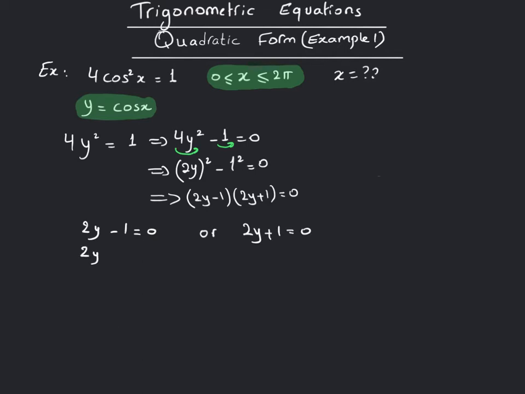So 2y equals 1. Here we're solving an equation with one unknown. y equals half, or 2y equals negative 1, whereas y equals negative half. By the way, if you don't like to factorize, you can use another way in order to find the value of y. Let's start.